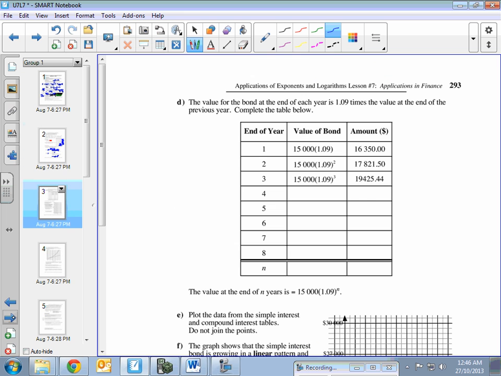So let's try this next chart. The value for the bond at the end of each year is 1.09 times the value at the end of the previous year. So complete the table below. After 4 years, it's going to be 15,000 times 1.09 to the exponent 4.